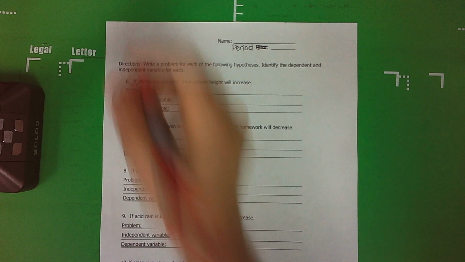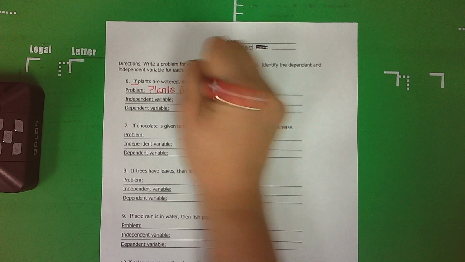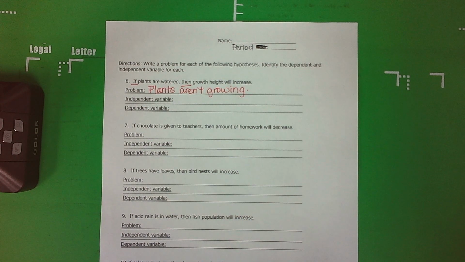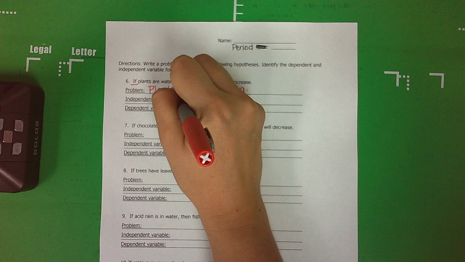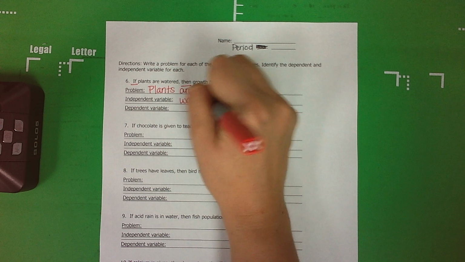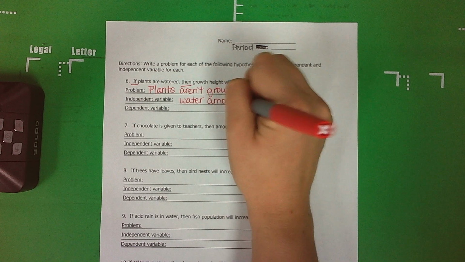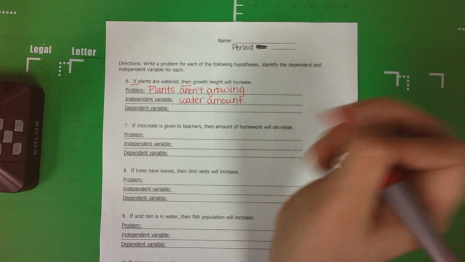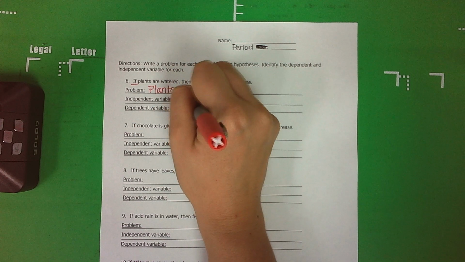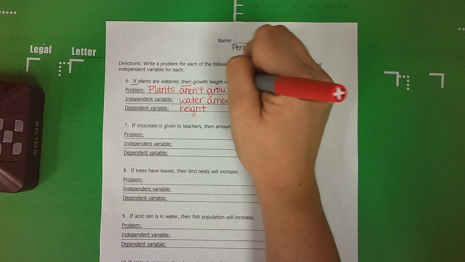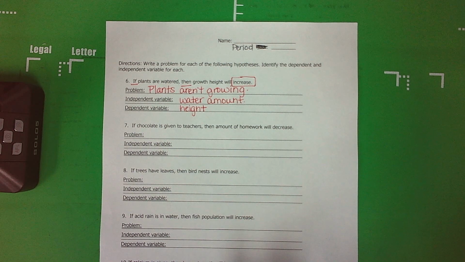So what is the problem? Okay, plants aren't growing. It's a problem. Okay, so what is the independent variable? What's going to be different? Okay, the water amount, you could do different waters. Okay, like 1 cup, 2 cup, 3 cups, and then we're going to measure the height of the plant because it's saying here that it's going to increase. So we got to measure the height to see if it's going to increase.